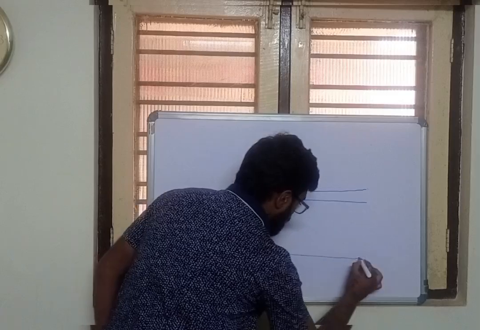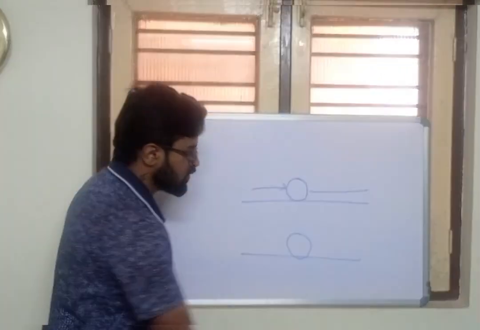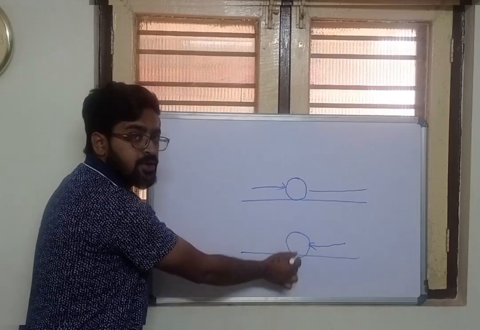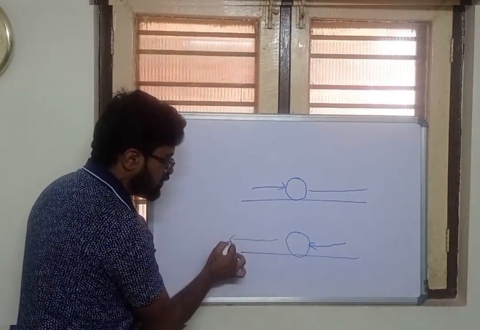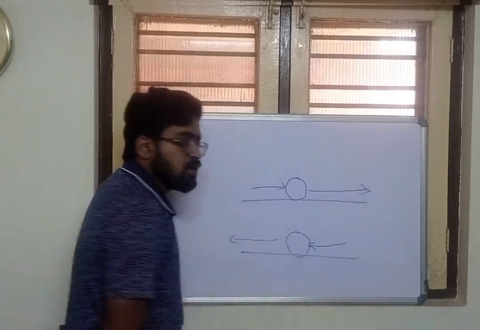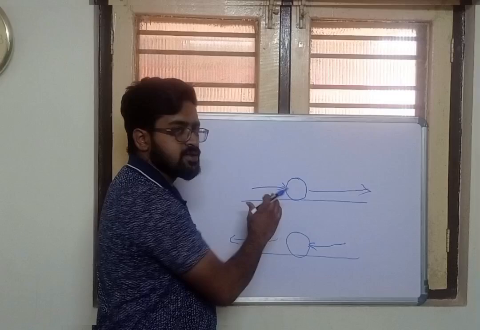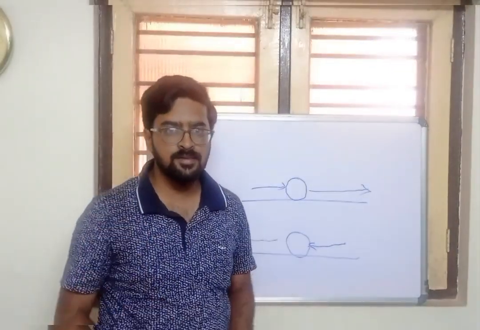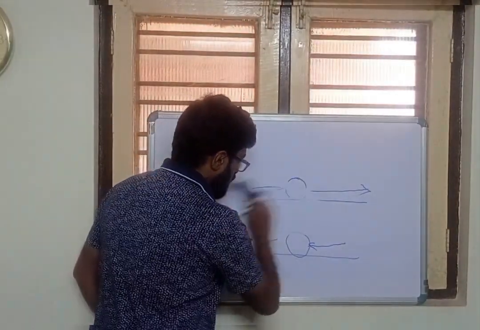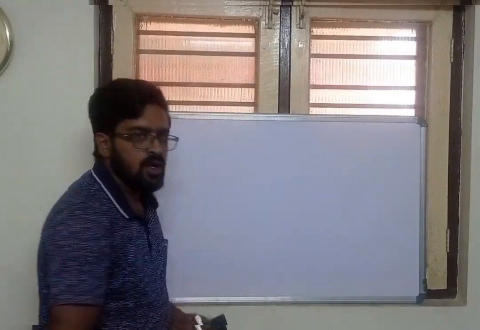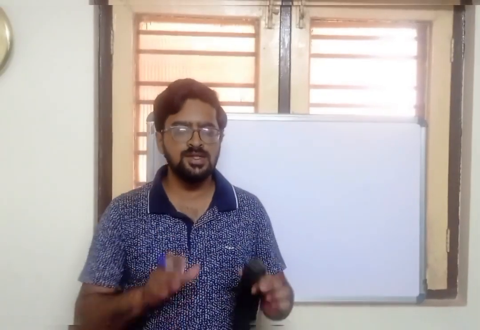But if I apply force from here, the sphere will move in this direction. So how do I make my sphere stand on a particular surface as still? How do I make my sphere stand in one place without any movement or rolling movement?